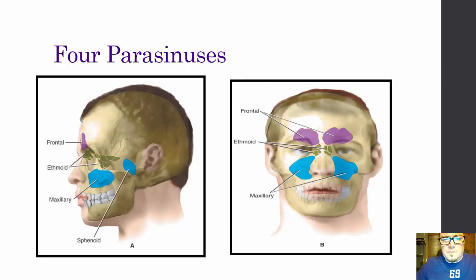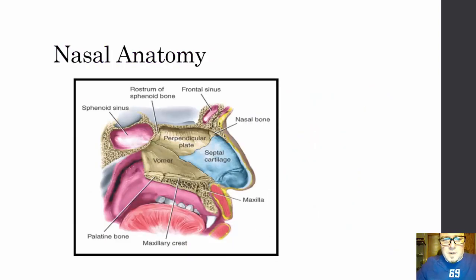So there are your paranasal sinuses, and you can see where they're placed and why they are named what they are. Some nasal anatomy, you can see that sphenoid sinus way in the back. You can see where the septal cartilage is and the nasal bone, and the maxilla gives you a pretty good reference point, as well as the palatine bone, which makes up the hard part of your palate.